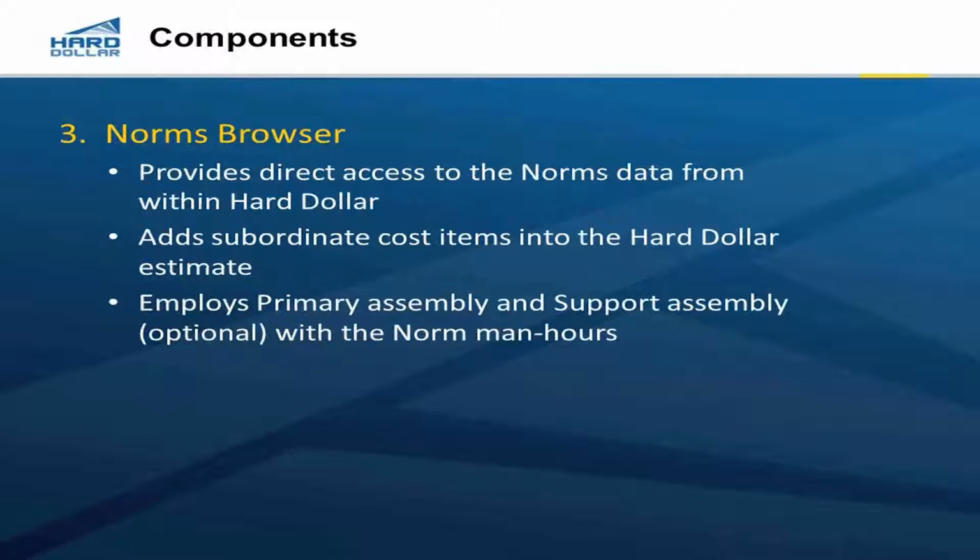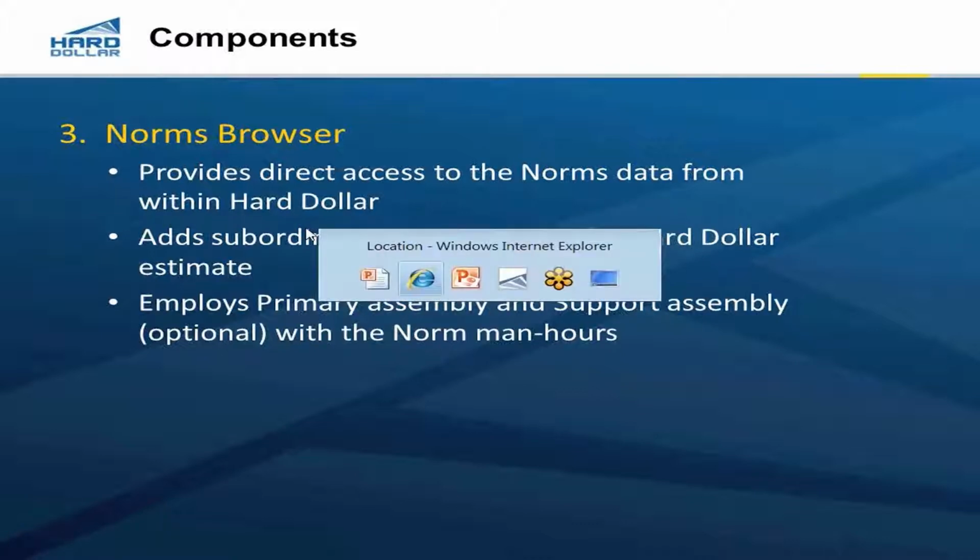Okay, now the rubber really meets the road here in the norms browser. This is the 3rd component of the STO norms database offering, and really this is the most important. This is the part where we're going to access that norms data from inside the hard dollar estimates. And that's going to allow us to bring cost items into the estimate and bring in the man-hours, bring in the relevant assemblies, whether they're the primary assembly or the support assembly. Okay, so let's take a look at how that works.